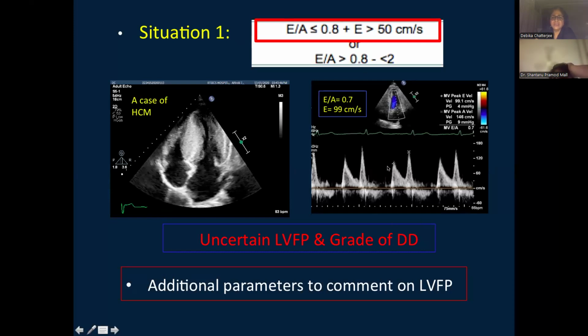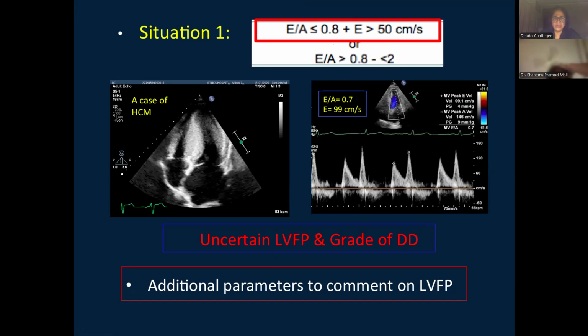Though the E wave is less than the A wave, you cannot say that this is a grade 1 diastolic dysfunction or grade 2 till you see the other findings, which I'm going to describe. You need some additional parameters. So in this pattern where the E/A ratio is less than 0.8 and E wave is more than 50 centimeter per second, you cannot determine the LV filling pressure, neither can you grade the diastolic dysfunction.